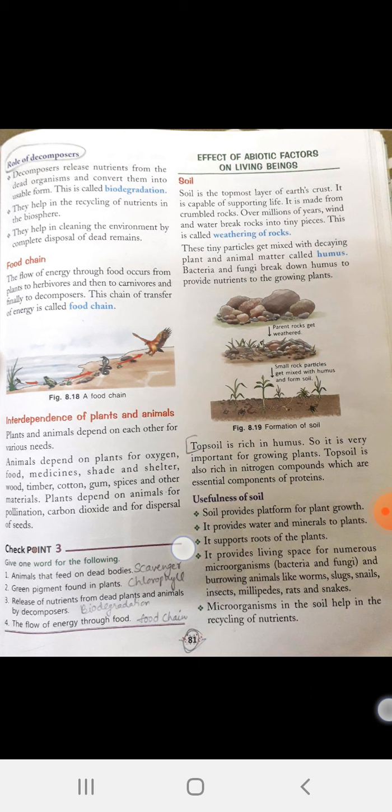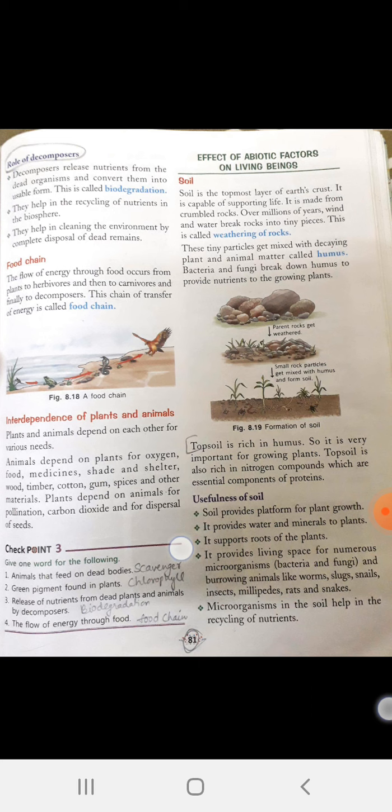And thirdly, they are cleaning the environment by complete disposal of dead remains of both plants and animals. So they are recycling the nutrients from the dead animals, and also cleaning the environment. Now, you all know about food chain. Food chain means the flow of energy through food occurs from plants to herbivores and then to carnivores and finally to decomposers. This chain of transfer of energy is known as food chain.